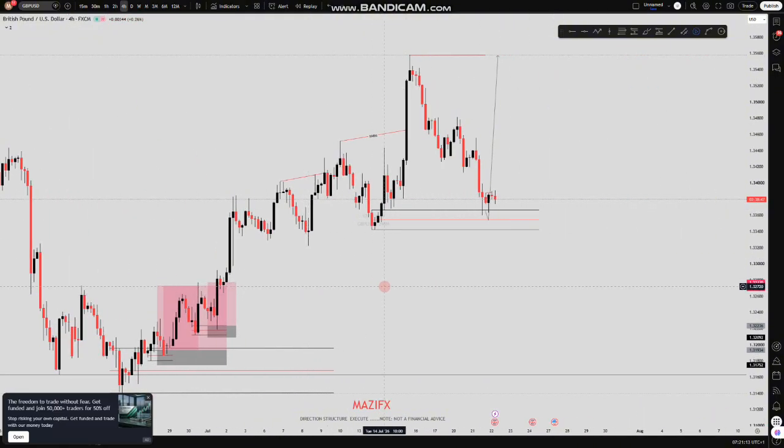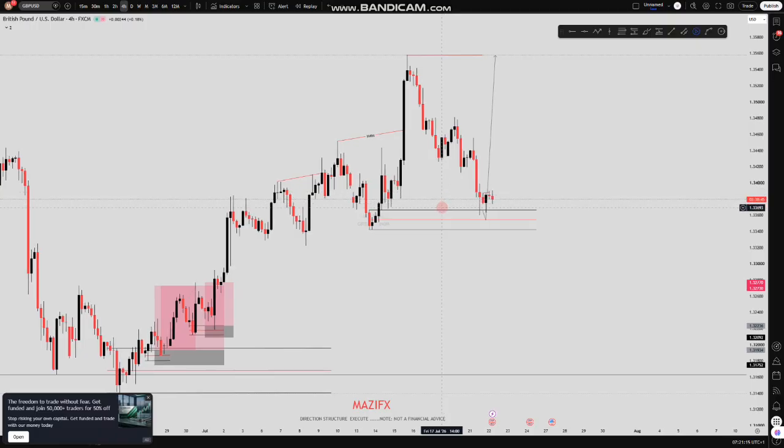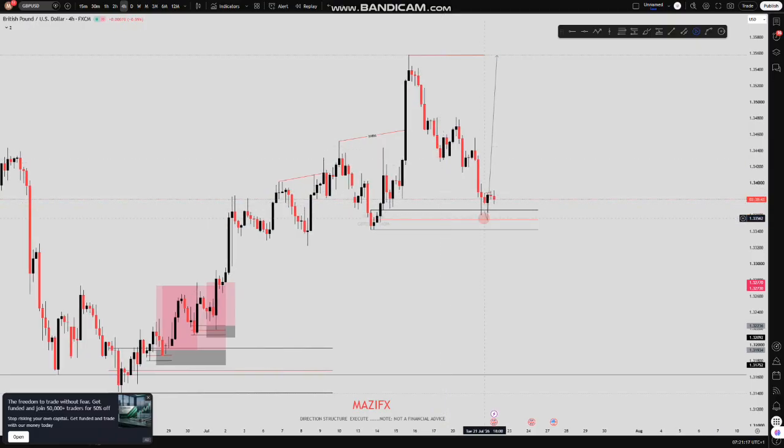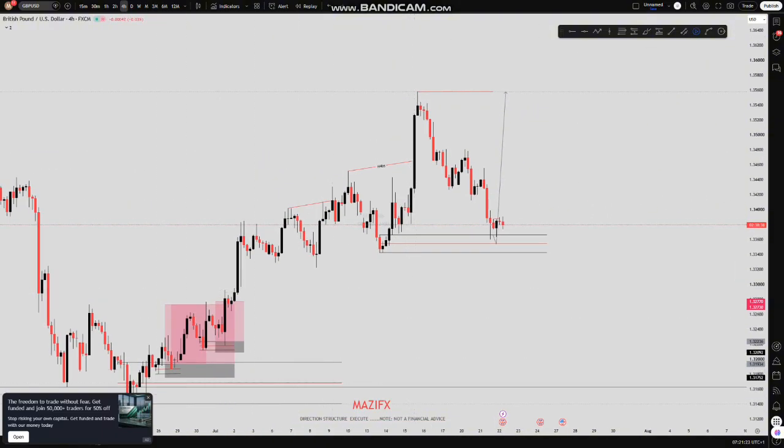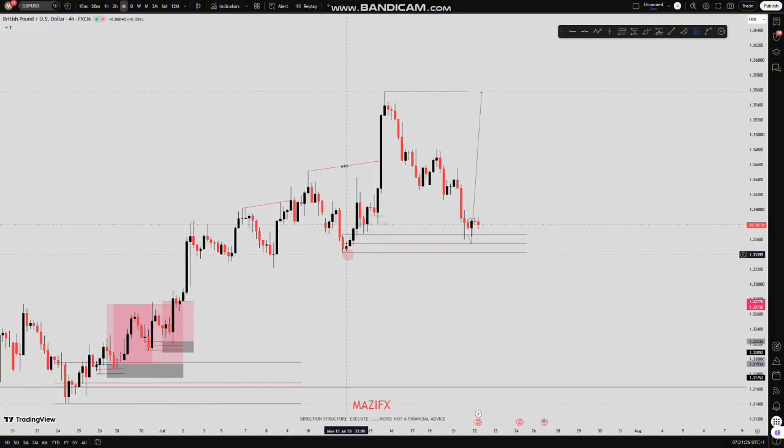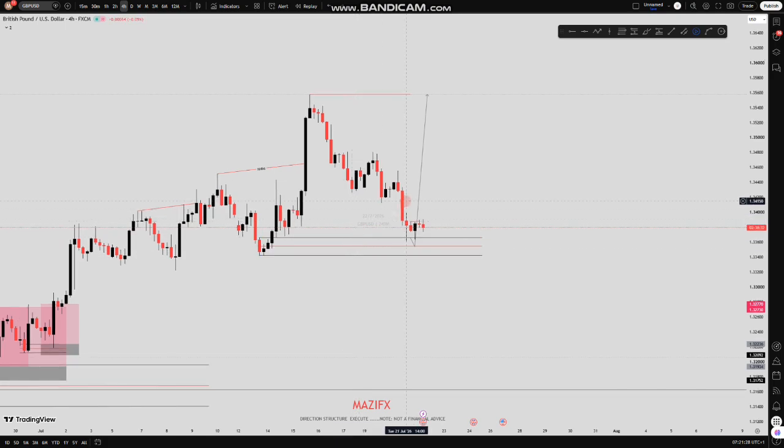So finally, GBP USD have actually gotten into our range or our demand zone since yesterday, as mapped out by me on my yesterday outlook. So today is a continuation of yesterday's outlook. So yeah, what are my expectations?